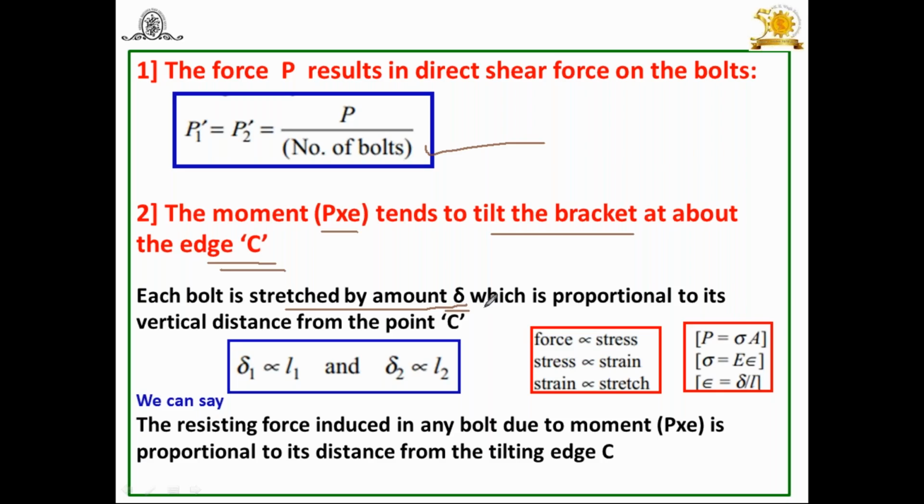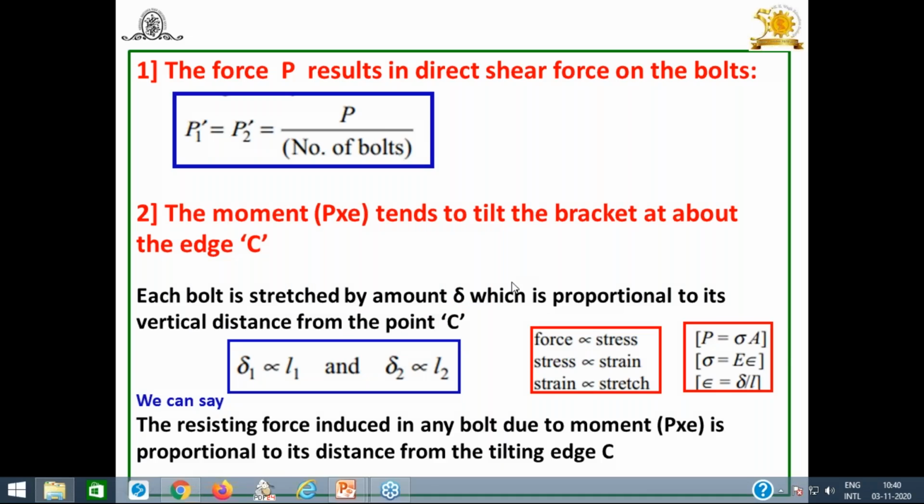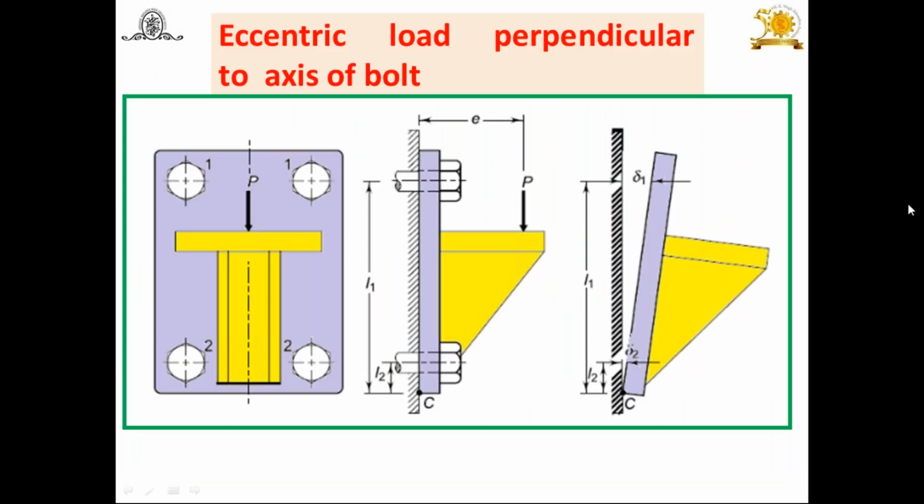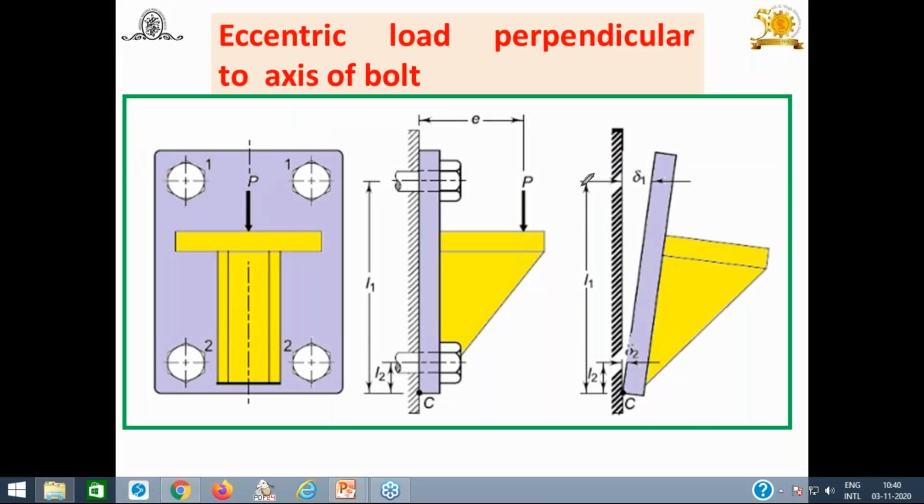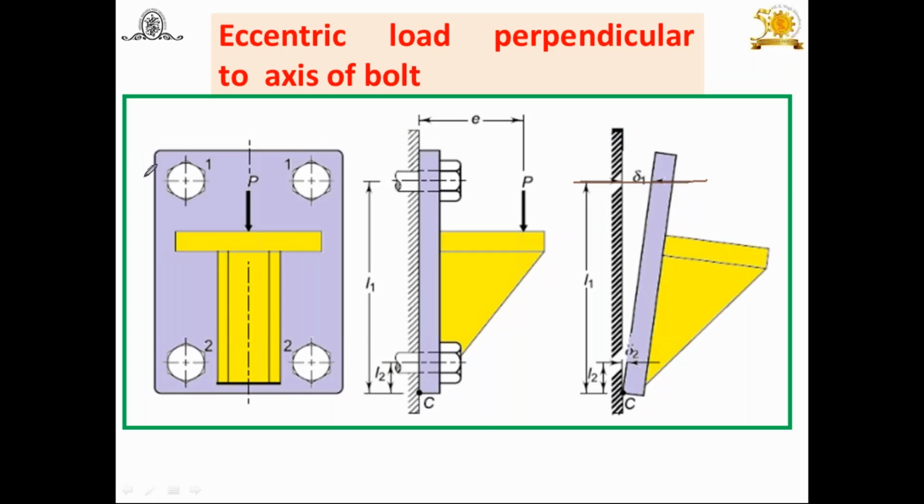Try to understand. I have already shown you, because of this tilting, at position 1 1 it is delta 1, or at position 2 2, delta 2, or L1 L2, that's the nomenclature which is used and shown in the figure, which is proportional to its vertical distance from the point C. Look at this here. I will once again show. It's the point or location. This location 1 1 gets tilted by distance delta 1, and it's proportional to the distance from the tilting edge, tilting edge C.